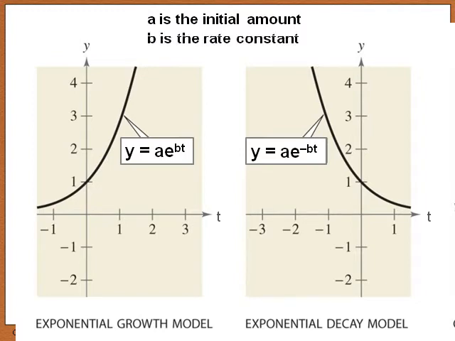A is the initial amount. B is the rate constant. And t is the time. Sometimes it's in seconds, sometimes days, sometimes years. But exponential growth and exponential decay occur frequently in nature.